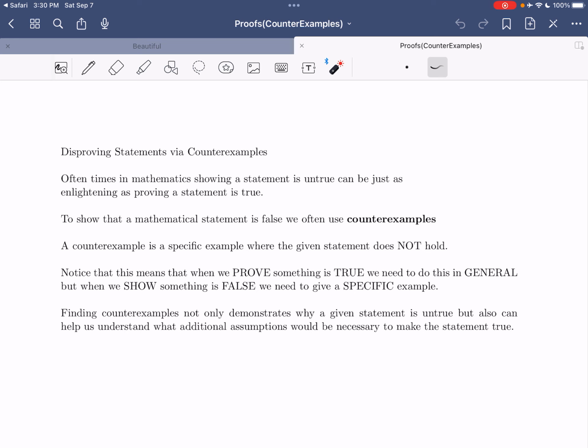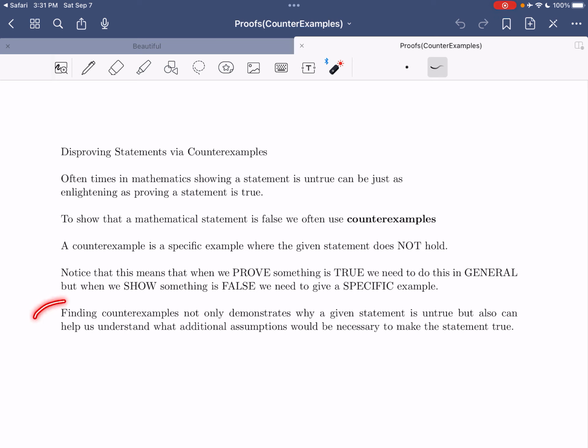But we want to contrast this with the fact that when we want to show something is false, then we do want to give a specific example. So when we prove things are true, we try to do this in general, but when we show something is false, we try to give a specific example.